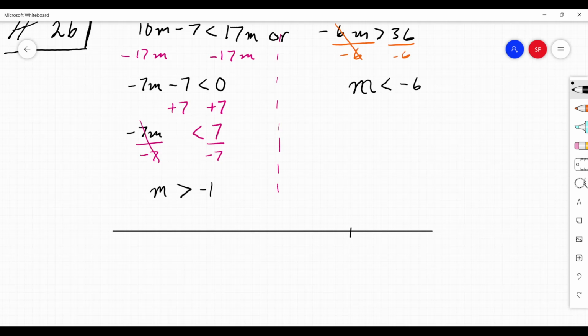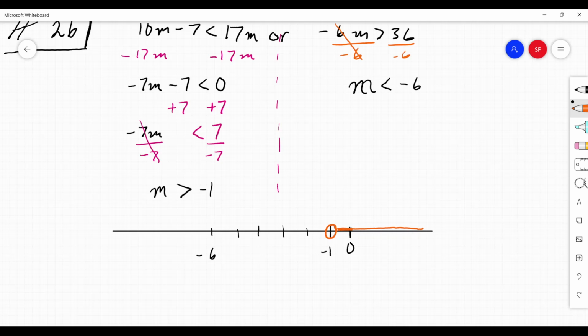So now when we go to graph the thing, put a 0 on there. We're going to count 1, 2, 3, 4, 5, 6, and label -1 and -6. m is greater than -1. So do I do an open or a closed circle here? Open circle. In which direction am I shading? Shading to the right.